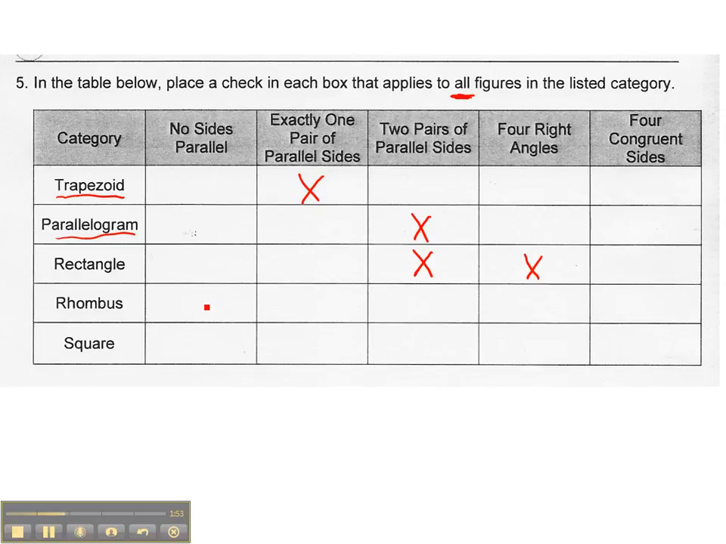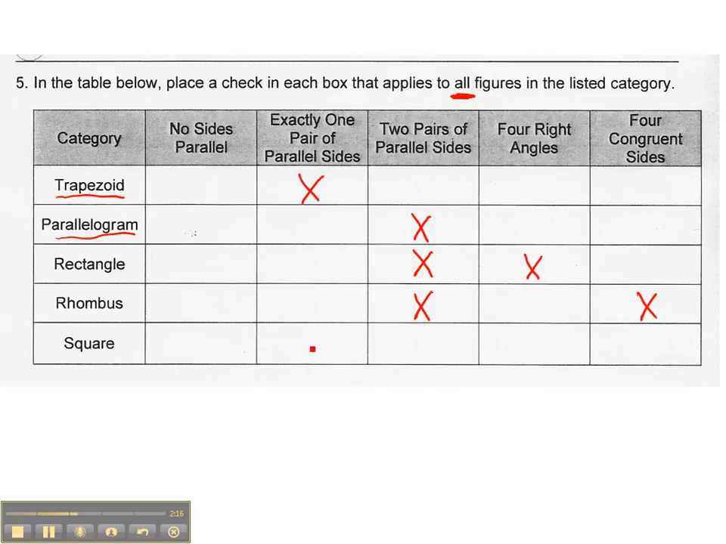Rhombus, no sides parallel, that's false. Rhombus is a type of parallelogram, so also leave the exactly 1 pair of parallel sides blank, because that's not true. It's a parallelogram, it has 2 pairs of parallel sides. 4 right angles, while some rhombuses do have 4 right angles, not all of them do, so we'll leave that blank. 4 congruent sides, that is true of all rhombuses.